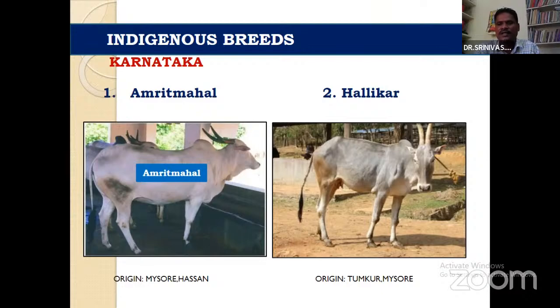Next one is Hallikar. It has the same body build. This breed is seen in Tumkur and Mysore areas. It also has a very good body build with long, sharp horns. We characterize the breeds mainly depending on the color, body texture, horns, and even ears. Depending on these, breeds are characterized, and they have specialized characters. That was Amrit Mahal and Hallikar.